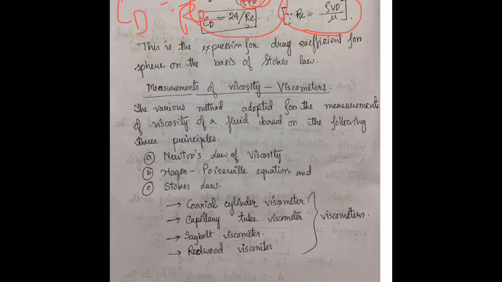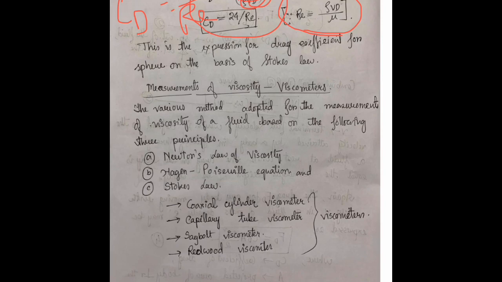This is the expression for drag coefficient for a sphere on the basis of Stokes law. Again, to measure viscosity, we have some viscometers. Those viscometers depend on some principles. These are Newton's law of viscosity, Poiseuille's equation, and Stokes law.